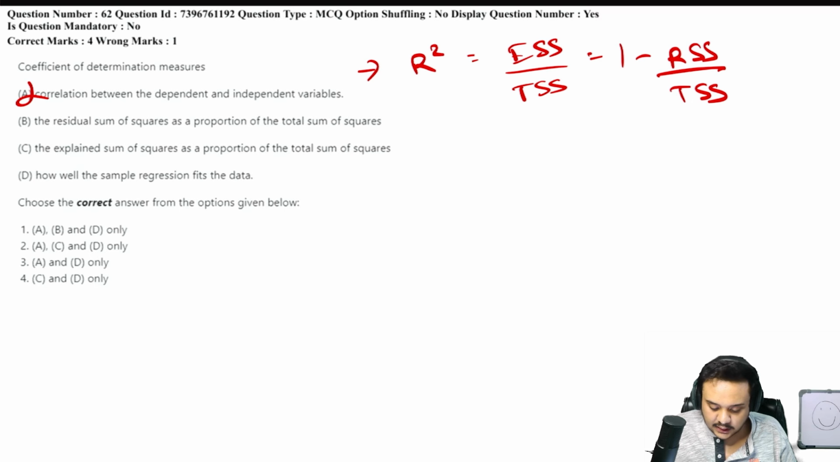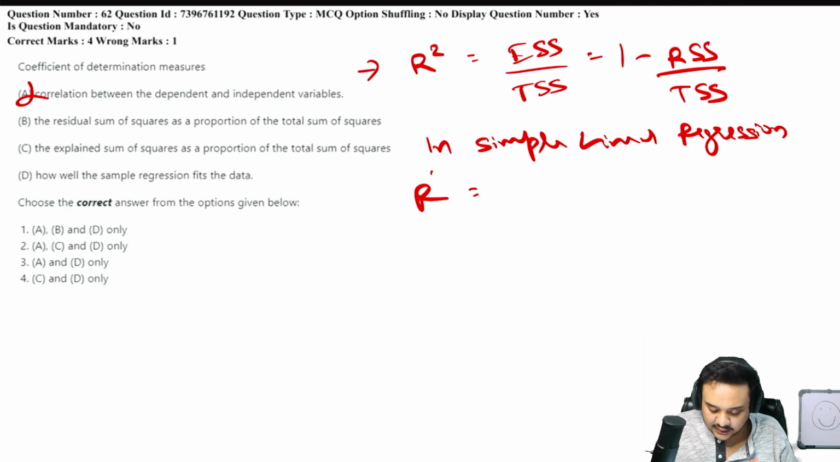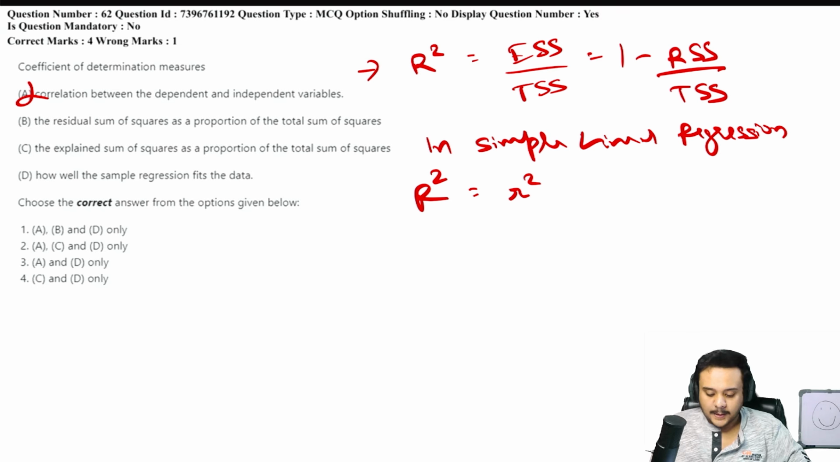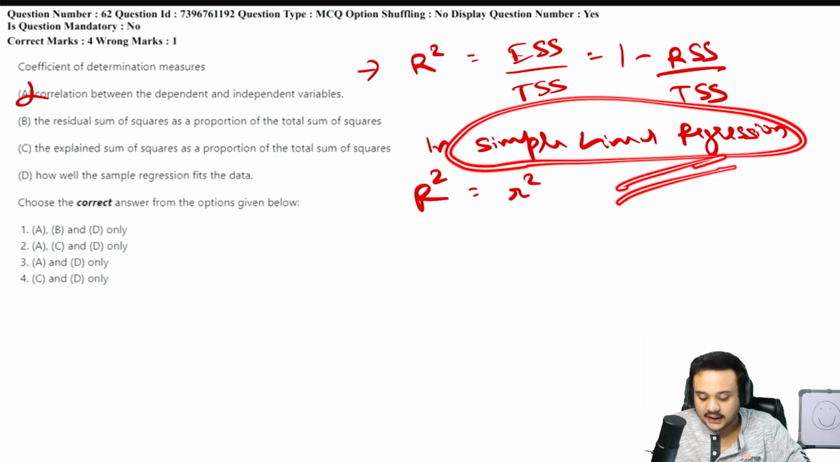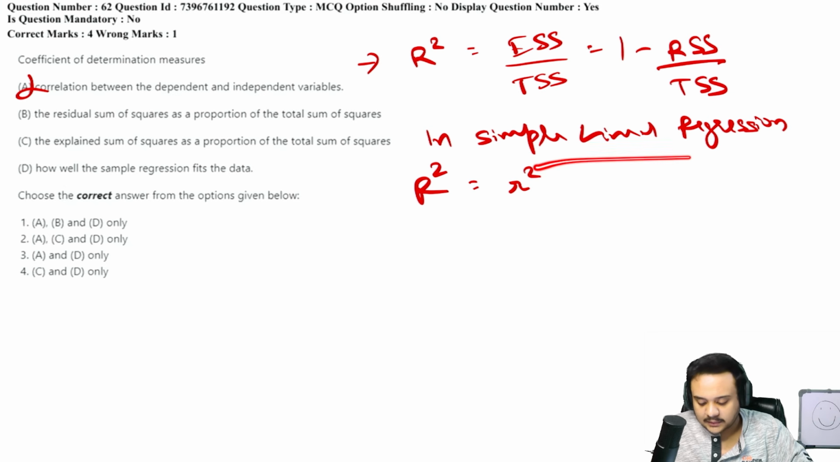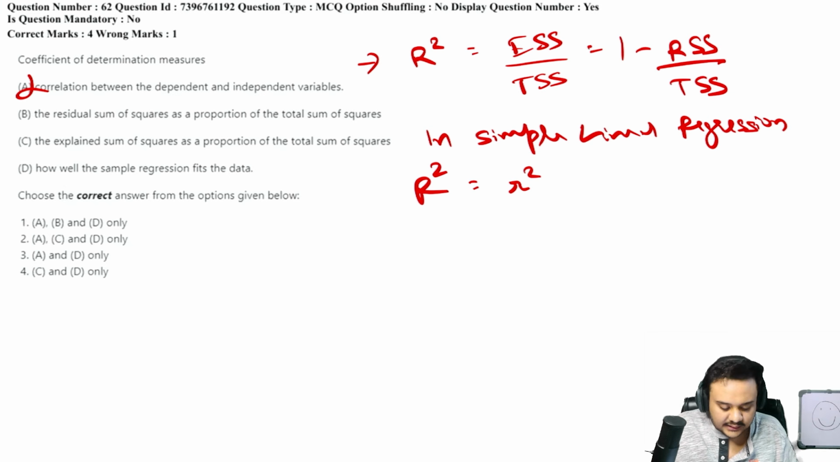So now a very important property is that in simple linear regression, R square, or the coefficient of determination, is equal to the square of the correlation coefficient, but only in simple linear regression. This is not permanent. So for example, if it was multiple regression or any other kind of analysis, you will see that this condition is not going to hold. So that is why the first statement is wrong.